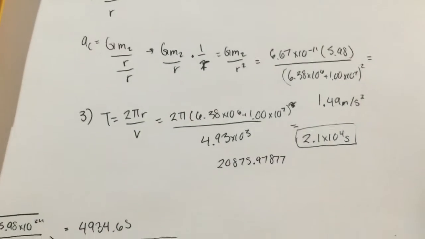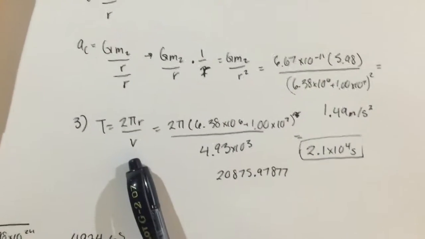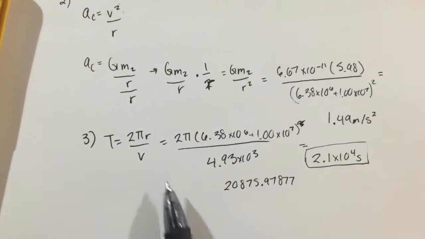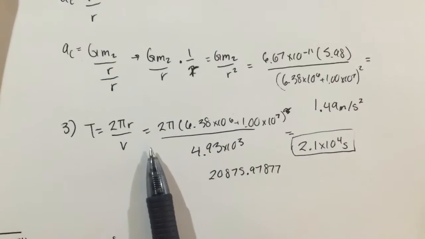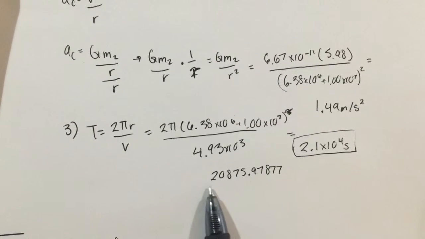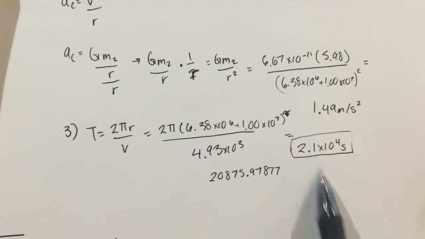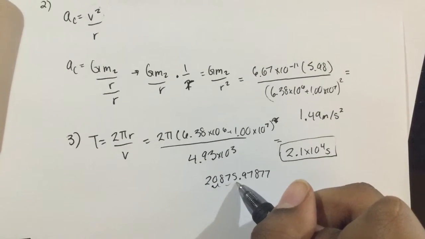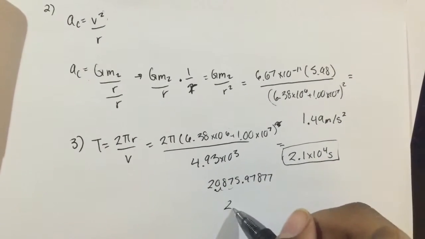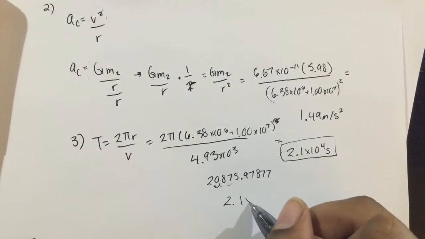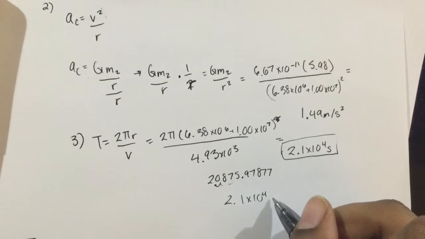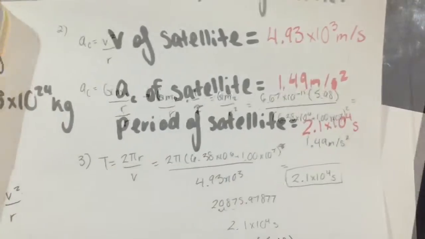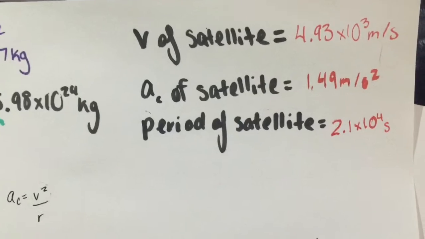When we're finding the period, we're going to plug it into 2 pi r over velocity, and when you do that, you get this number. But to convert it to scientific notation, you'd put a decimal point there, 1, 2, 3, 4, and you round it if you want. So 2.1 times 10 to the 4th seconds is the period. These are the values we solved for.